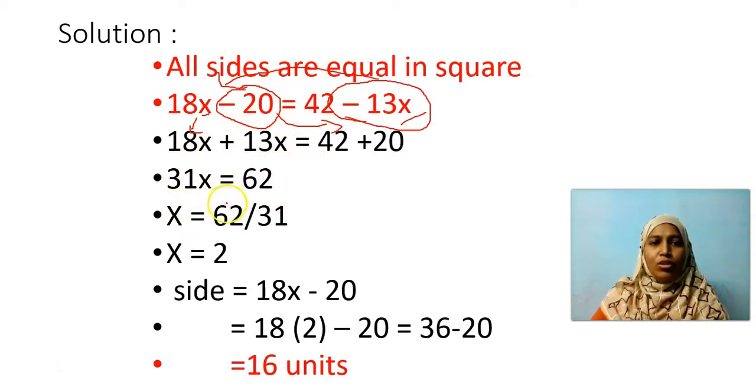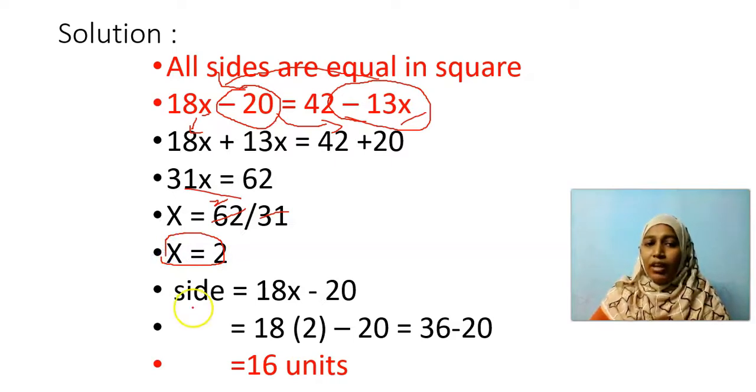And x is equal to 62 by 31. This 31, if I transfer it, goes to the denominator. 31 ones are 31, 2 31s are 62. So x is equal to 2. I didn't find the side. I found the value of x alone.